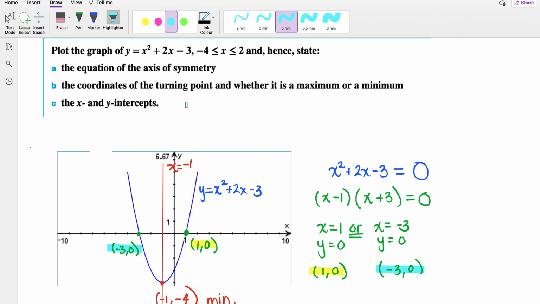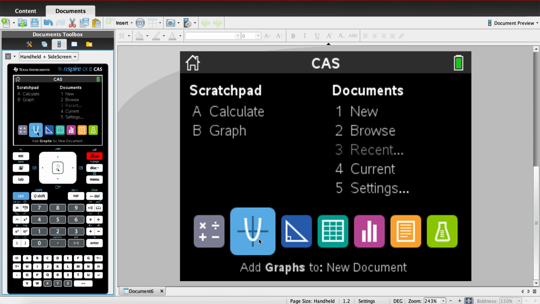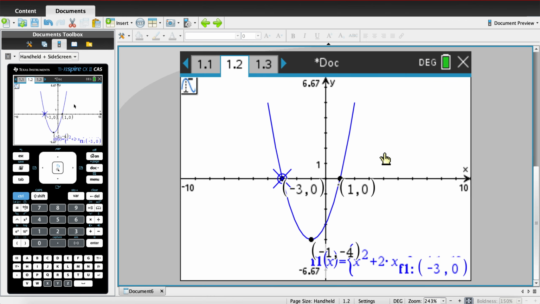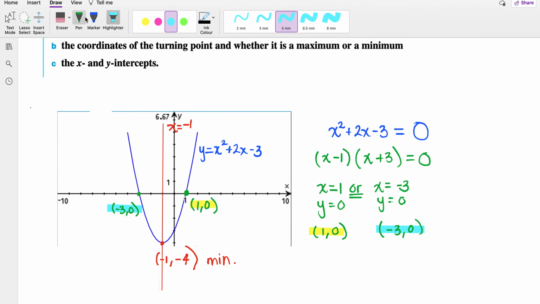What am I missing? I'm still missing something. I'm still missing the y-intercept. I almost finished. So we can do that with trace again. So I'm just going to go again to my graph that I had here. Here it is. So I'm just going to continue tracing. And I find there the y-intercept. So the y-intercept is 0, -3. And that's the other point that I needed here. Okay, wonderful, girls.